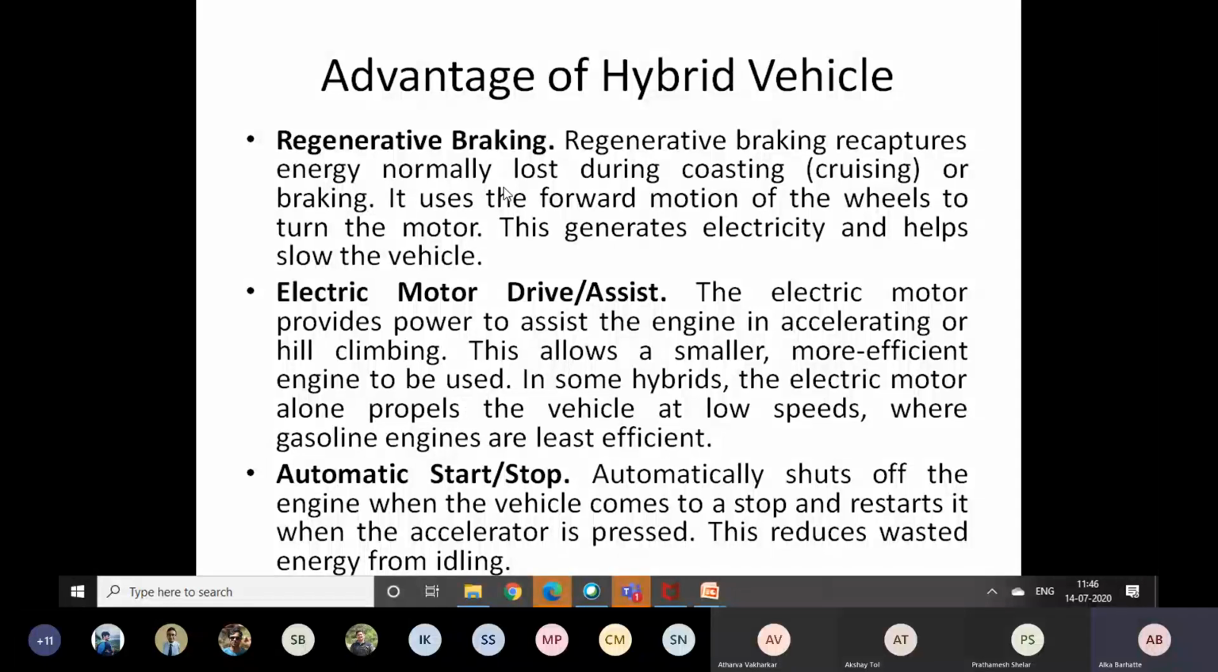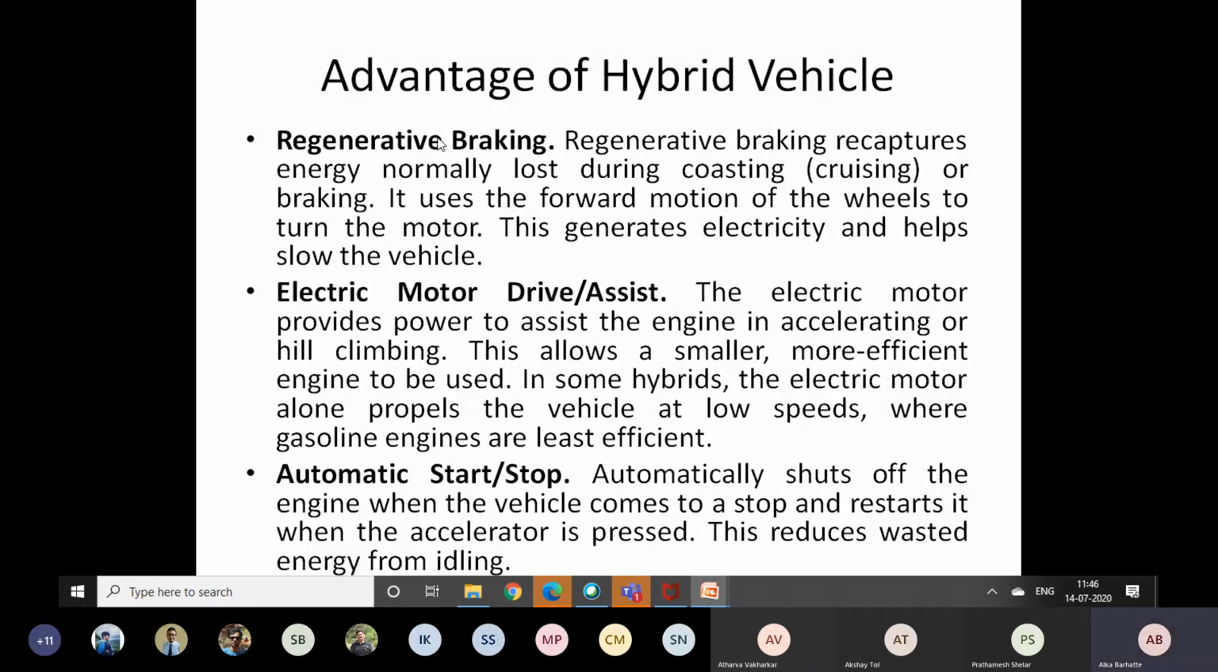One we are talking about is known as regenerative braking. Another is taking assistance from the electric motor to drive the vehicle, and the third is automatic start and stop. Okay, so we'll discuss one by one what these three modes are.